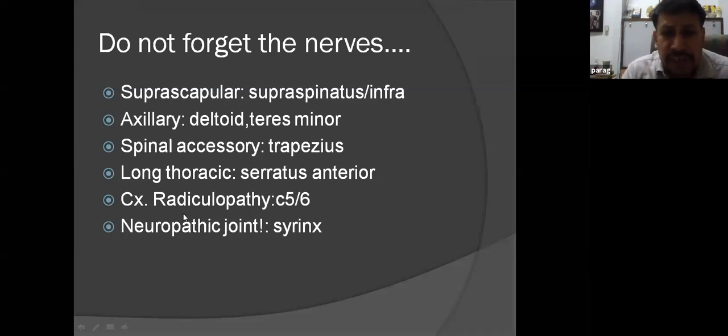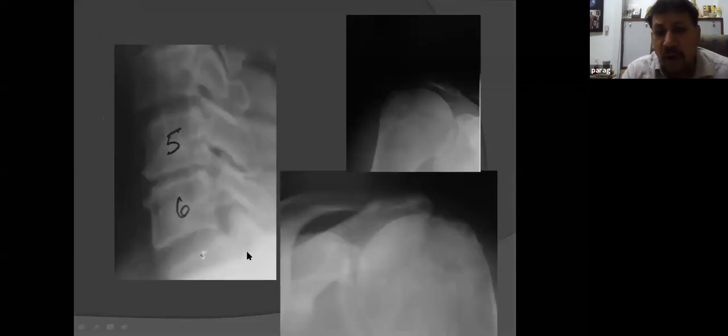So neurologically, this is what you have to look at: suprascapular nerve, axillary, spinal accessory, long thoracic, C5, C6, and a neuropathy, syrinx. This is quite commonly a situation where you may have these kinds of X-rays. This patient has bilateral shoulder rotator cuff tears, which are chronic in nature, but the main symptoms still come from C5-6 radiculopathy. Sometimes shoulder and cervical spine pathologies can coexist, they can overlap, one can mimic the other. So you must pay attention to proper examination of the cervical spine also.